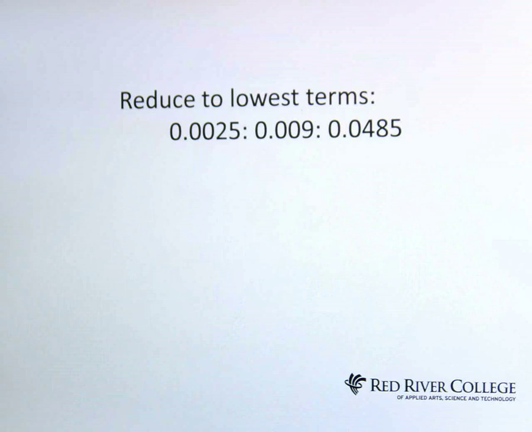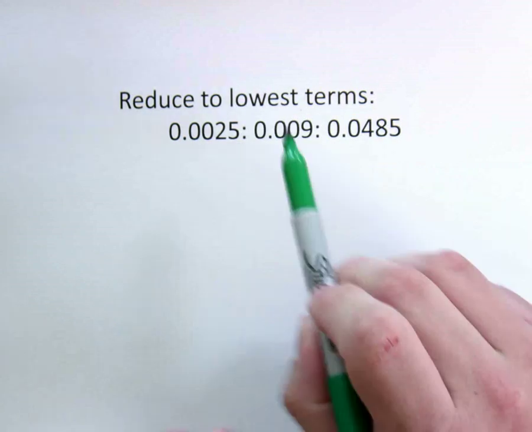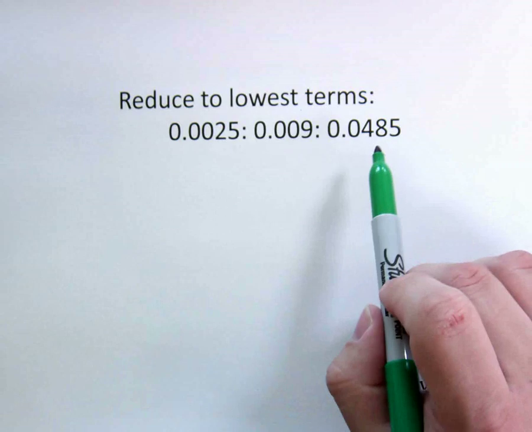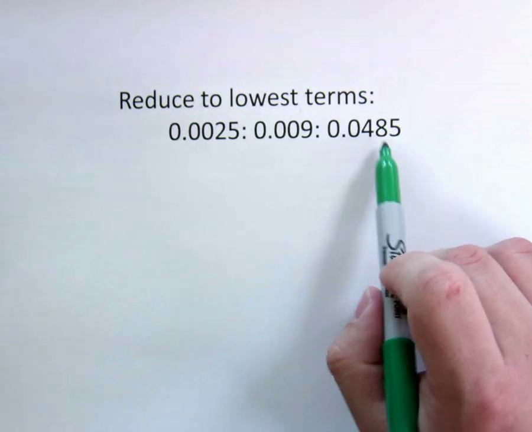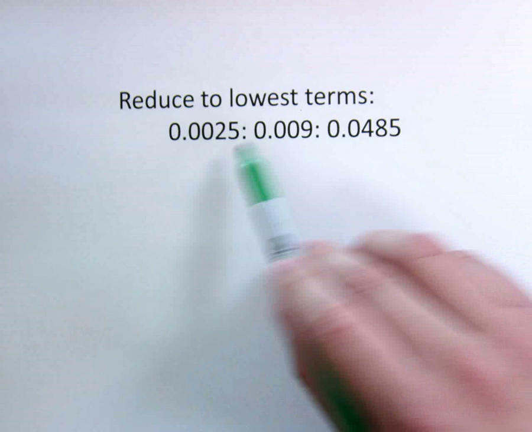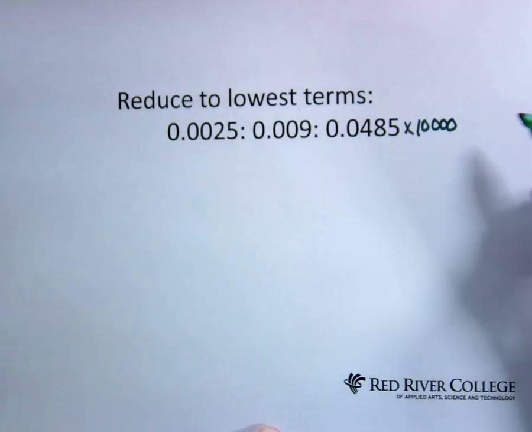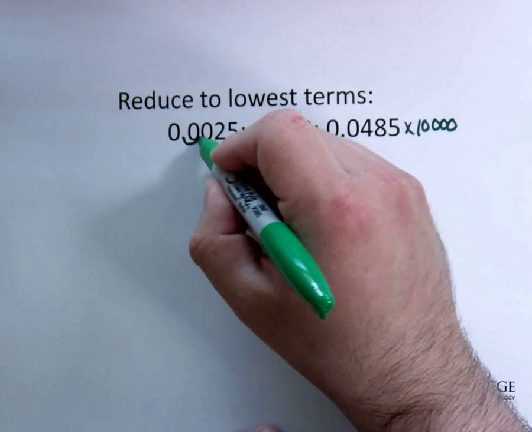All right, so let's try another one of these decimals. So we've got 0.0025, 0.009, and 0.0485. The first number and the third number have 4 decimal places, so that means we're going to multiply these by 10,000. So 1, 2, 3, 4.